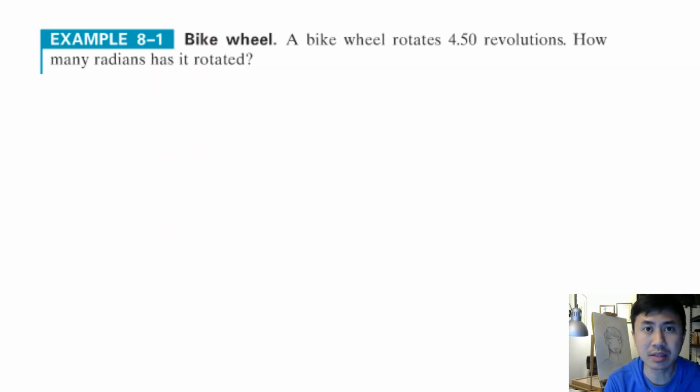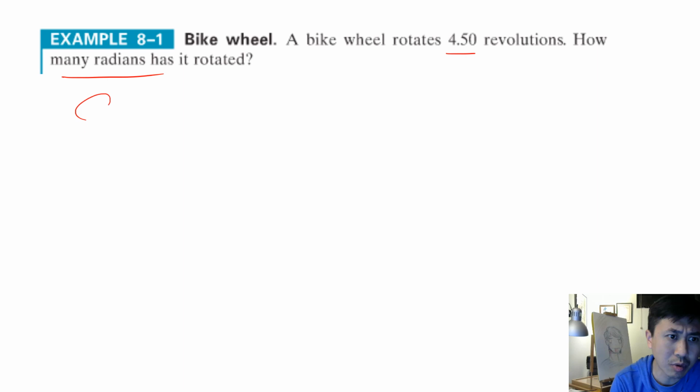Okay, so let's apply the definition that we learned in the previous slide about what a rad is. A rad is 57.3 degrees, or 2 pi radians is equal to 360 degrees. A bike wheel rotates 4.5 revolutions. How many radians has it rotated? Let's stick with our main point: 2 pi rads is equal to 360 degrees, and that's basically 1 revolution.